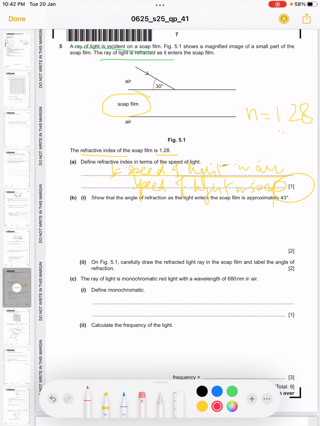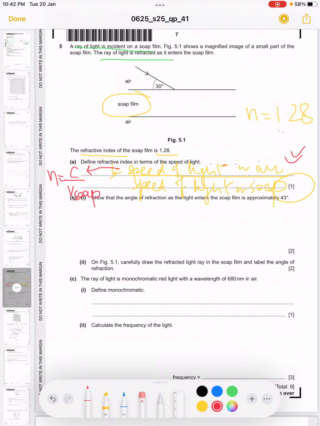Now let's read the next question. One more thing: we can also write speed of light in short form. Speed of light in air is mostly written as c, and speed of light in any medium we write with v, with the subscript soap, air, water, whatever you want to write. This is the short form, but it's better if you write the full explanation with the formula.